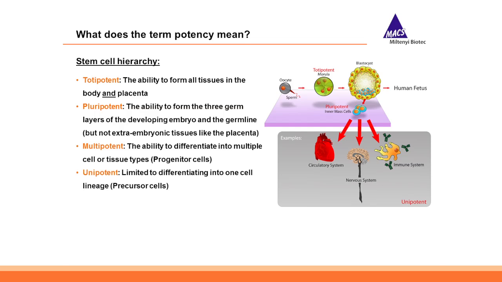The next feature is multipotency, which is the term for the ability to differentiate into multiple cell or tissue types, the so-called progenitor cells. An example for this are the hematopoietic stem cells, which can form different cell types of blood, but nothing else. And the last feature in this development is unipotency, which describes the limited differentiation potential into just one cell lineage, the so-called precursor cells.